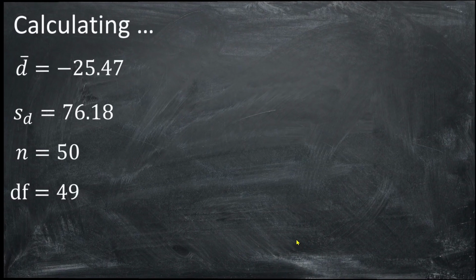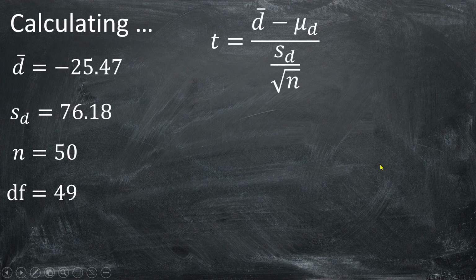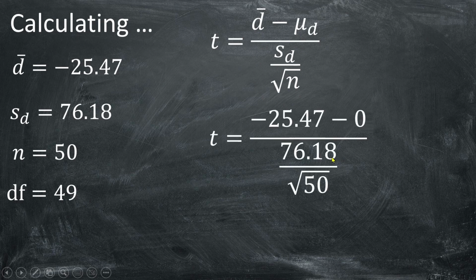Right, so now we just do the calculation. Our test statistic, as always, it's the observed mean value minus what we hypothesize under the null, divided by the standard error of that mean value. So we can plug our numbers in. We have minus 25.47 as the observed mean value. Under the null hypothesis, the population mean difference is 0. And down here we have our standard error of d bar. So it's the standard deviation of the data divided by the square root of the sample size. And so we get our test statistic being minus 2.3641.